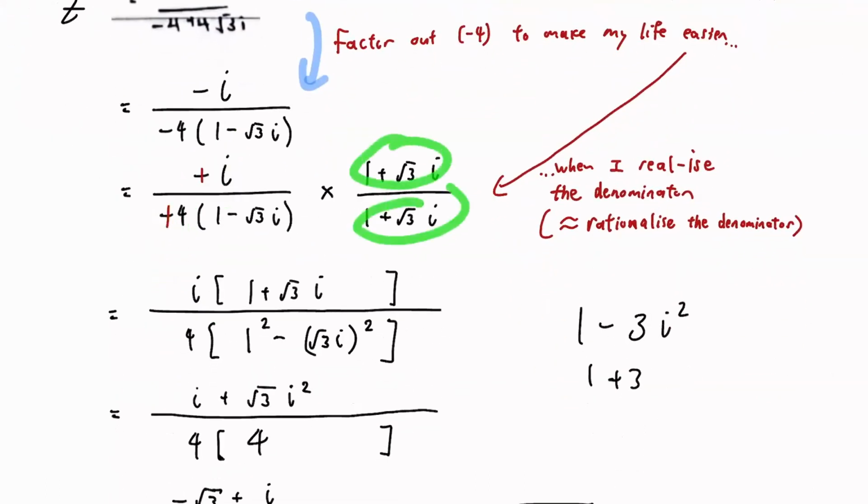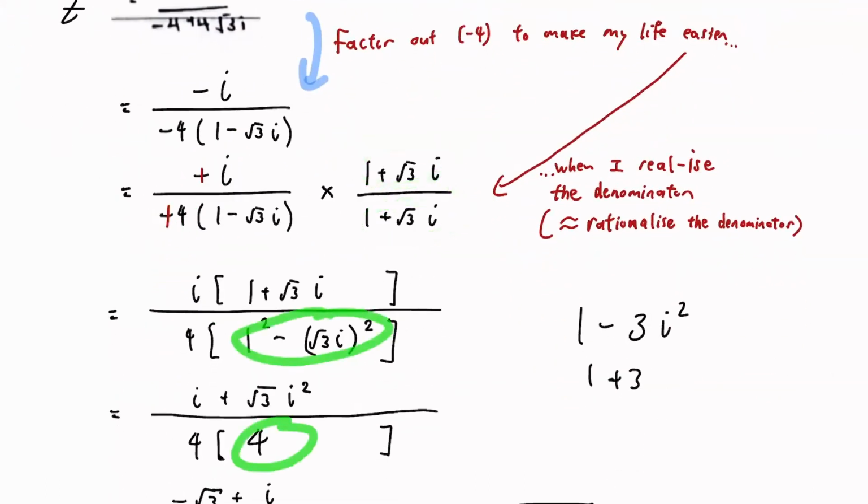Then I multiply by conjugate top and bottom. Simplify the denominator to a 4. But don't forget there's still a 4 here outside the bracket. Right? Outside the bracket. Only the minus disappears, the 4 still remains.